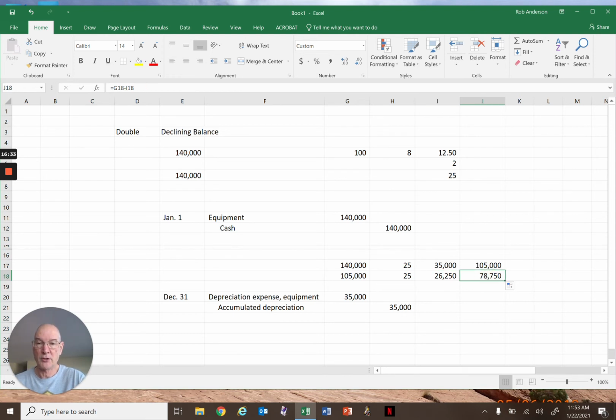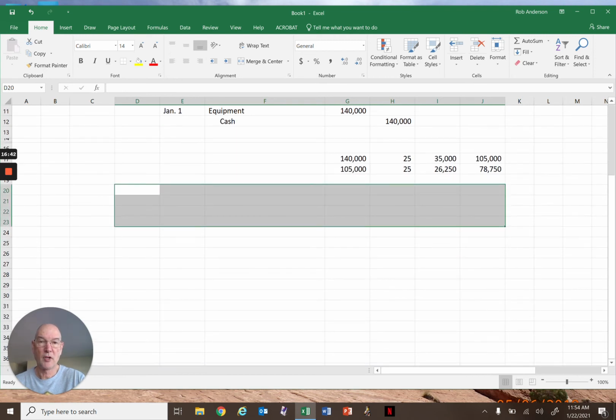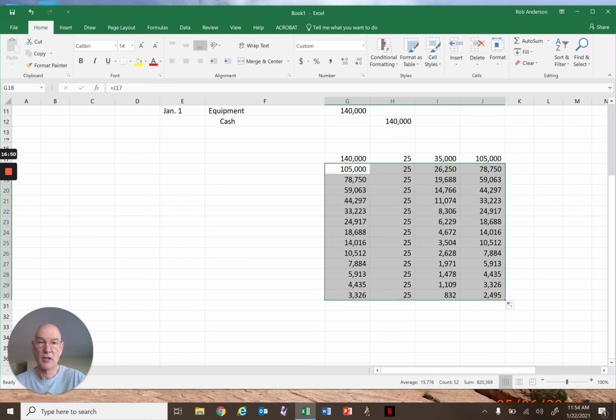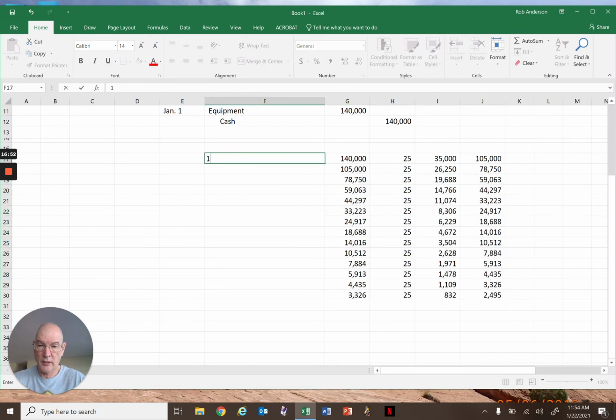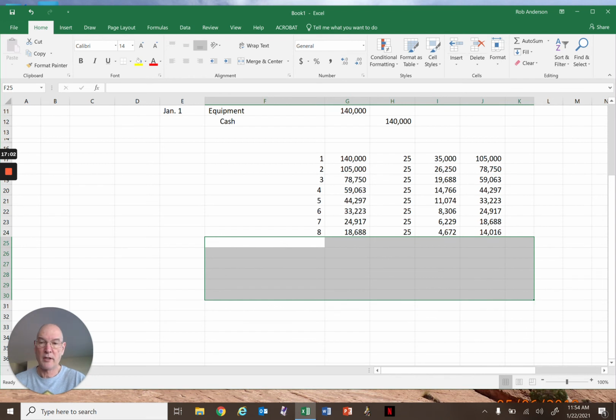Now, I'm going to just show you in a table here how this ends up. Okay, I'll just get rid of this so we have some room. So let's do this. So here's your 1, 2, 3, 4, and 8. So I didn't count when I dragged this down. There's 8 years.